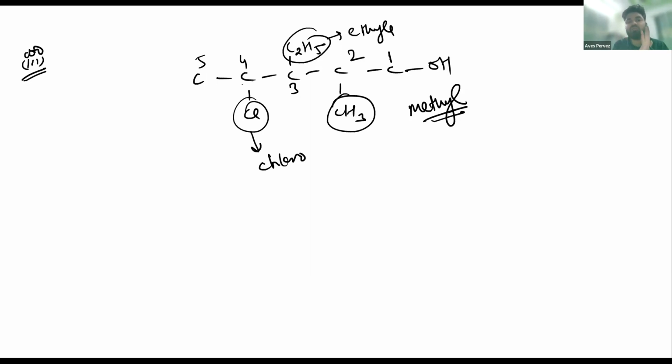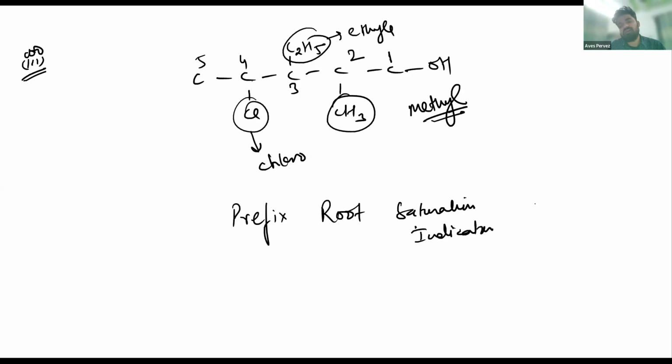The IUPAC name of a hydrocarbon has the following parts. One is the prefix, which is the first part of the name, then we have the root, then the saturation indicator, and finally, at the end, we have the suffix.